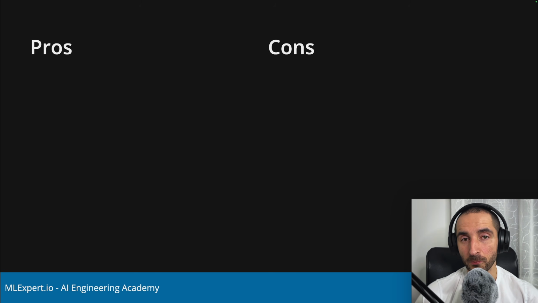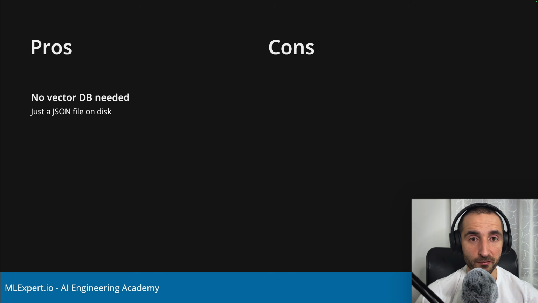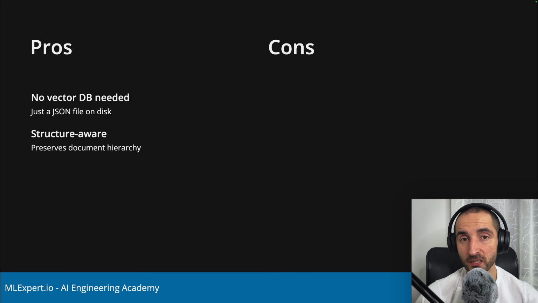So what are the pros and cons of this approach? Of course, at first, you don't need to have a vector database, so you don't have to have additional dependencies or a database at all. Also, you're going to be able to use the structure of the document. If your documents are structured, you're going to be using this approach in order to parse that structure.